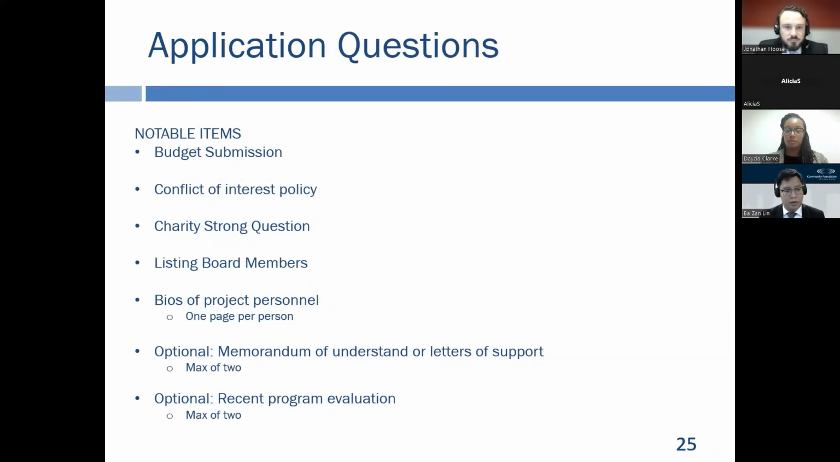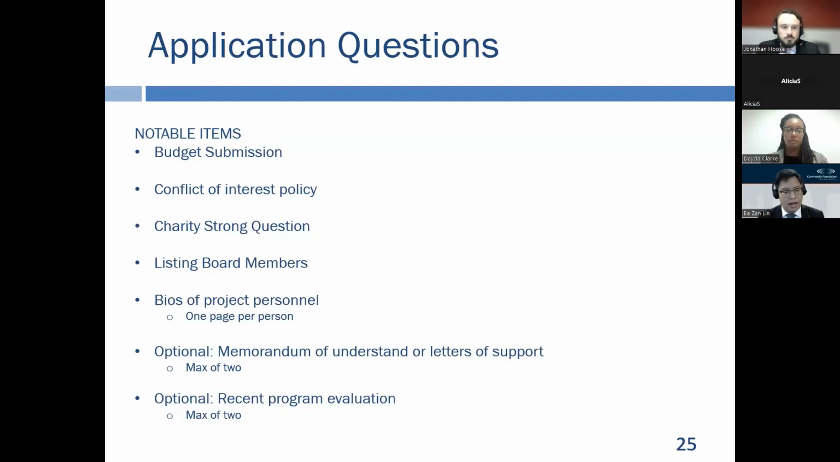And here are a few notable items in our application. You have to submit a clear and concise budget. The budget is required. Sometimes some organizations submit the entire organizational budget. We do not need that. We only require a project-specific budget. Organizations are also required to sign off on the conflict of interest policy. And there is a Charity Strong question in our application. Please note that you will not be penalized for not being part of the Charity Strong, but we just would like to know which organizations are part of Charity Strong, which is one of our initiatives.